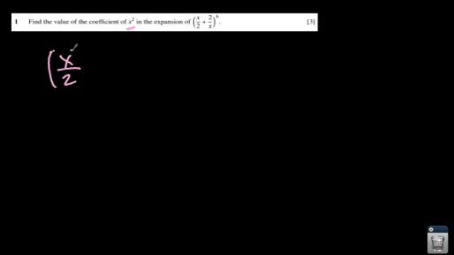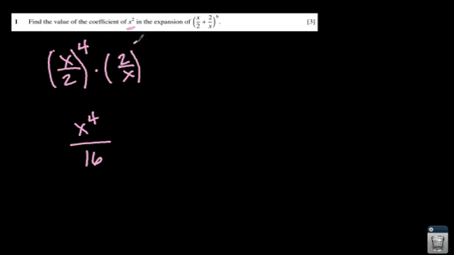if I say x divided by 2 to the 4th, that means in the numerator I have x to the 4th, over 16, times 2 divided by x, and then if I square this, that ends up giving me 4 divided by x squared. Well, when I look at my x's, I end up with an x squared, so this works.